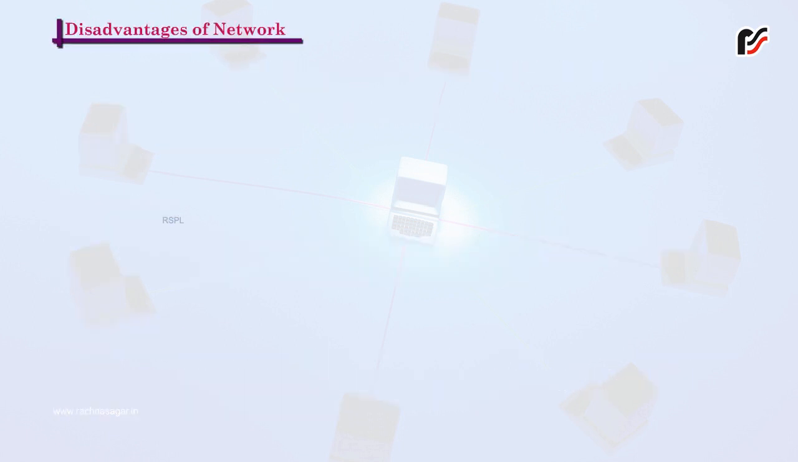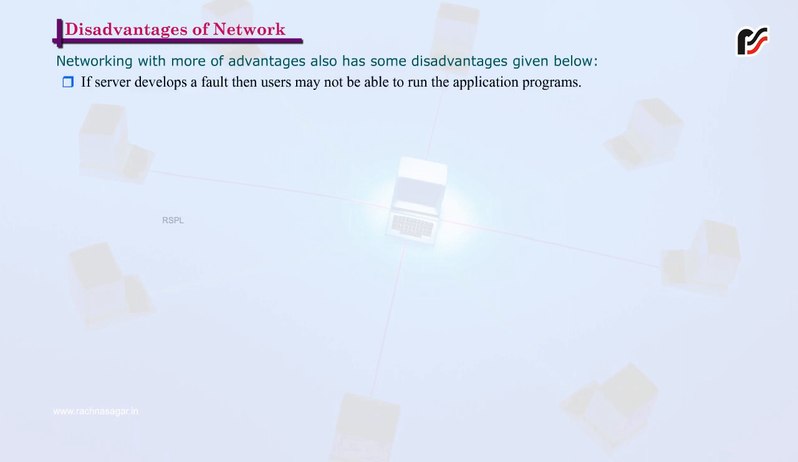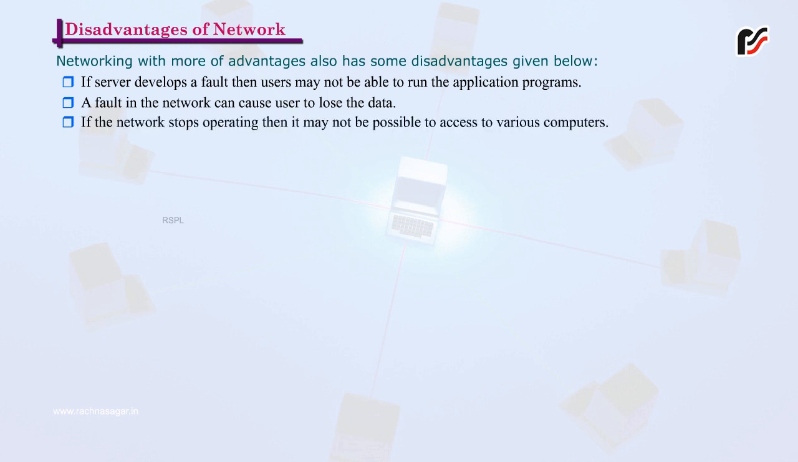Disadvantages of networks. Networking, along with its advantages, also has some disadvantages, given below. If the server develops a fault, then users may not be able to run the application programs. A fault in the network can cause users to lose data. If the network stops operating, then it may not be possible to access various computers. It is difficult to make the system secure from hackers, novices, or industrial espionage.